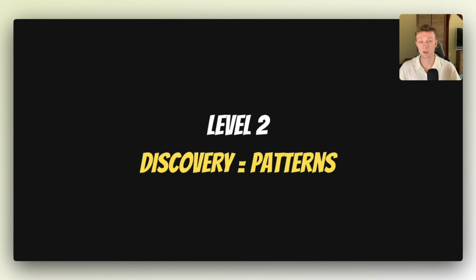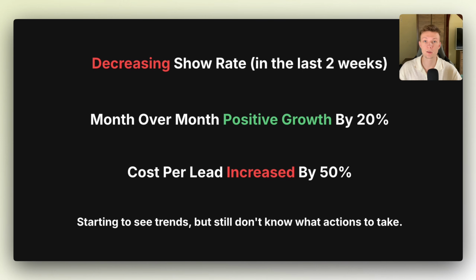Now, level 2 is what I like to call discovery, findings, essentially pattern recognition. Let's say you are looking at a line chart and you've noticed that our show rate has been decreasing in the last 2 weeks. This would be a discovery. Another example is month over month positive growth of 20%. So every single month you add 20, 30, 40K in revenue. Last would be cost per lead increased by 50% in the past 2 months. Now you start to see trends, but you still don't know what actions to take.